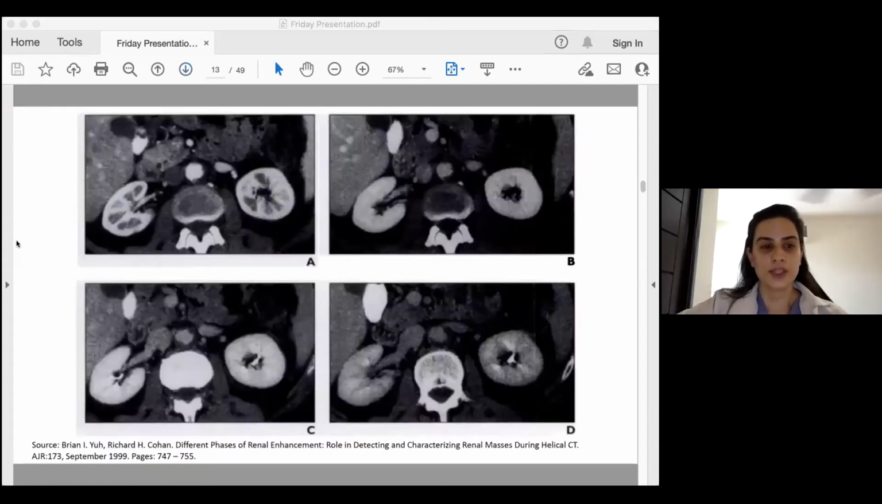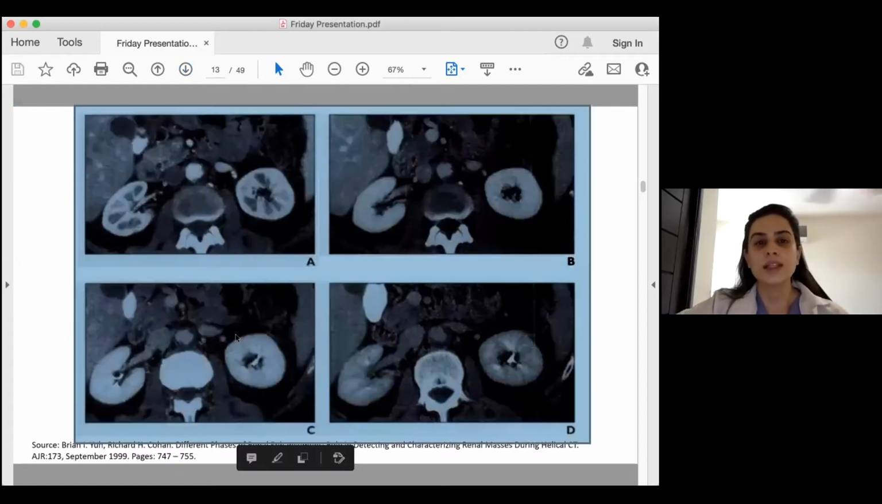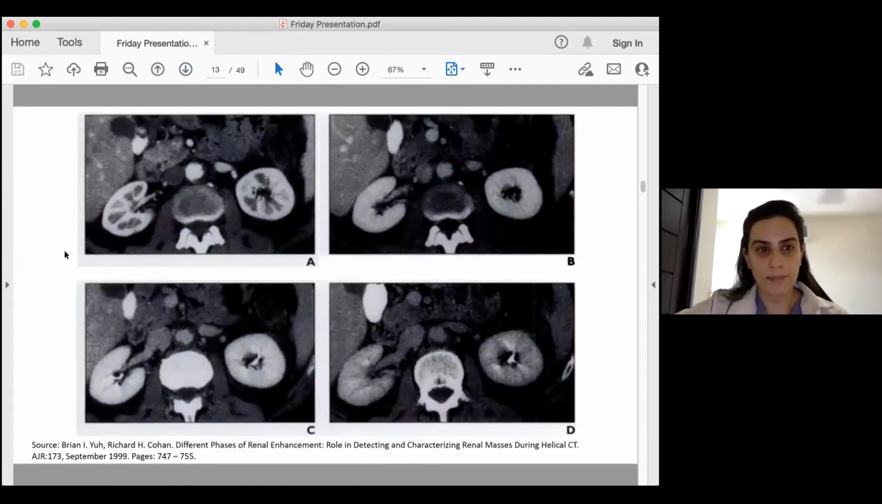So this is just purely an image placed to demonstrate the different levels of attenuation that happen in each of the phases, A, B, C, D, corresponding to each of the different phases. The first one being cortical medullary, the second one being nephrogenic, the third the early excretory phase, and the fourth being the late excretory phase. So in the first image, image A, you can see that there is definitely an enhancement of the renal cortex in comparison to the renal medulla, which maintains a low attenuation.